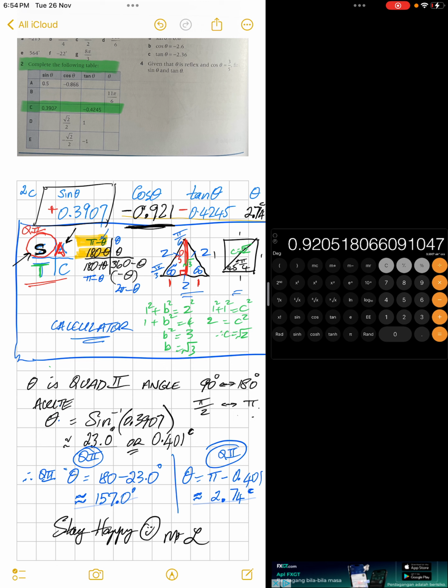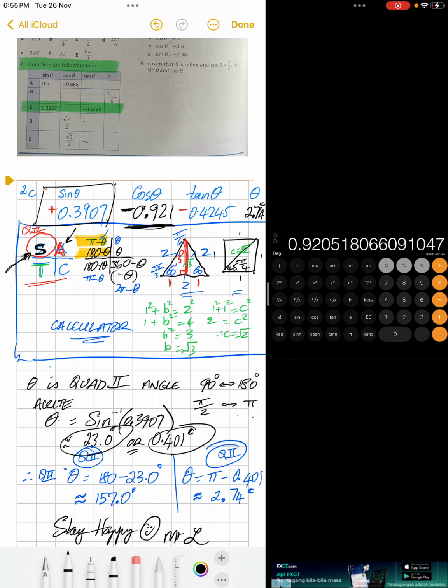Before I wrap it up, I really want to say one thing. Just notice that our cos is positive, our tan is negative, which is why we went to the second quadrant. That's why we made sure that cos was negative. After that, we discovered our acute angle simply by going inverse sine of 0.3907. And we'll either operate with 23.0 degrees or 0.401 radians.